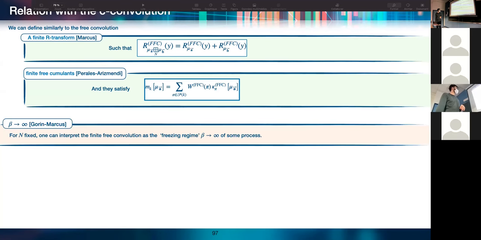Then you have this last result about the interpretation of this finite free convolution. You have a result by Gorin and Marcus, where they show that in some sense we can interpret this finite free convolution as the freezing regime of some process called the beta corners process, where beta goes to infinity. What I just want to say here is that this is in a sense expected, because if you take a gas of Coulomb and you take beta to infinity, but n is fixed, the number of particles of your gas of Coulomb on the real line, then it is well known that this converges to the roots of the orthogonal polynomial associated to your distribution. So in a sense, what they obtain is what you expect.